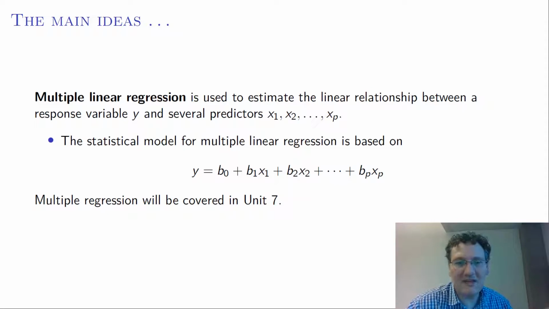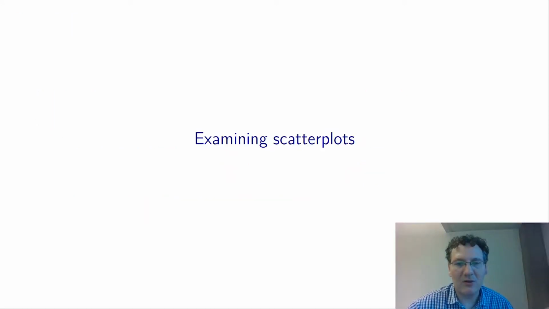If you were to extend this idea to multiple linear regression, where you have multiple predictor variables, in this case P of them, so P could be 6 or 7 or however many, then you would basically just have one coefficient for each of them. That's going to model how much of a change you expect to have in Y when you have a 1 unit change in that particular predictor. Scatter plots are a great tool for examining the relation between two quantitative variables, so we'll talk a little bit about that.